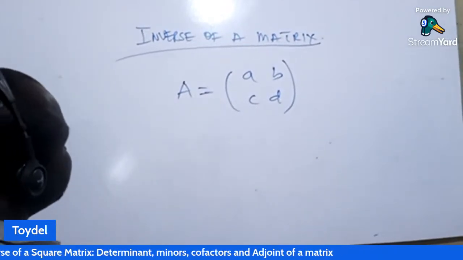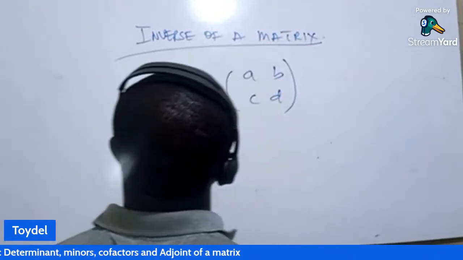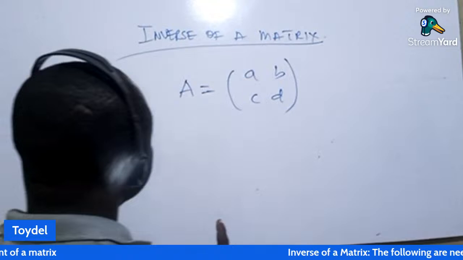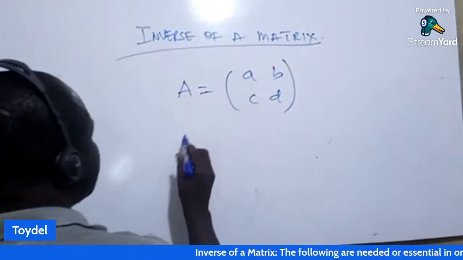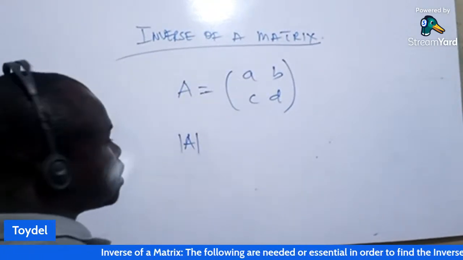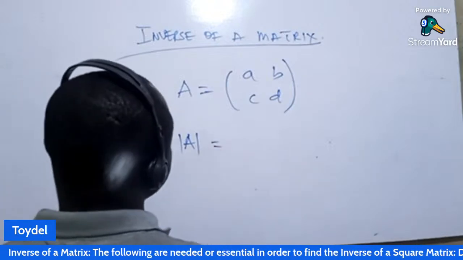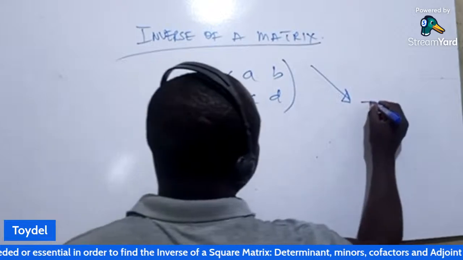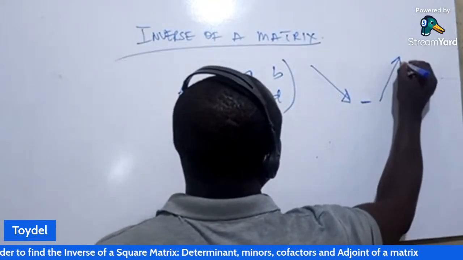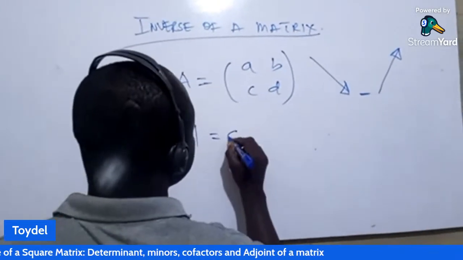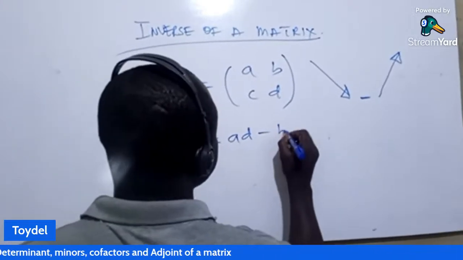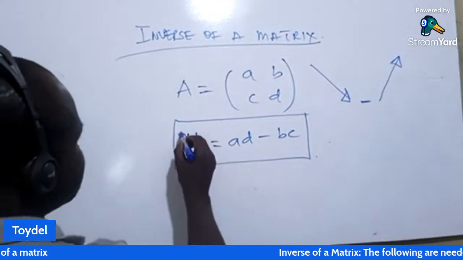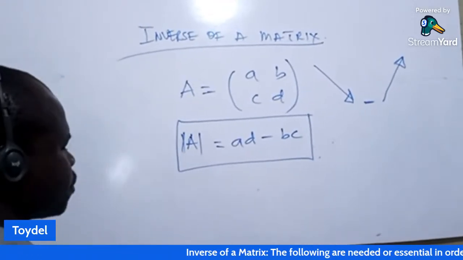For us to be able to find the inverse of a matrix, there are 4 steps involved. The first step is that we should find the determinant of that matrix. If you want to find the determinant of a matrix, of course we know that we multiply the element of the leading diagonal minus the element of the other diagonal. That is A times D, that is AD minus BC. The determinant of the matrix A is given as AD minus BC.